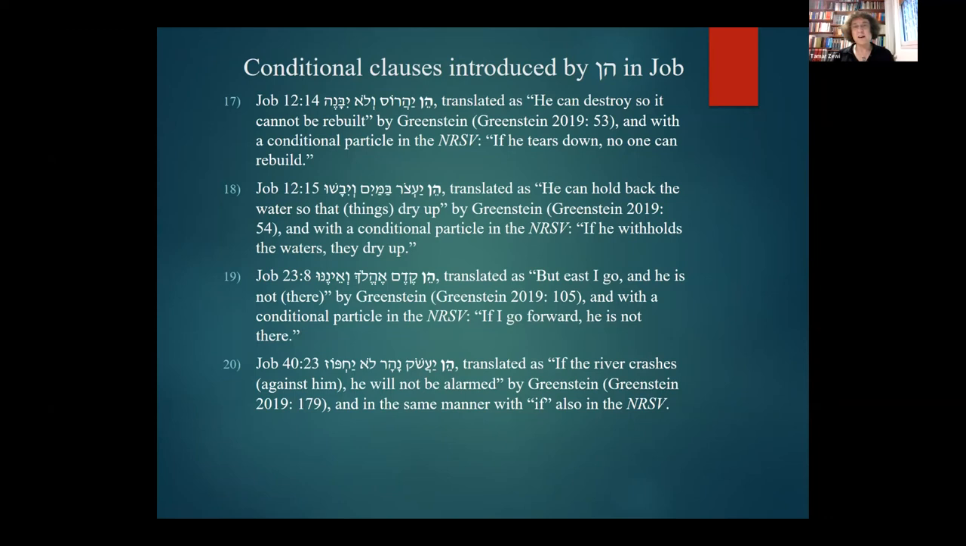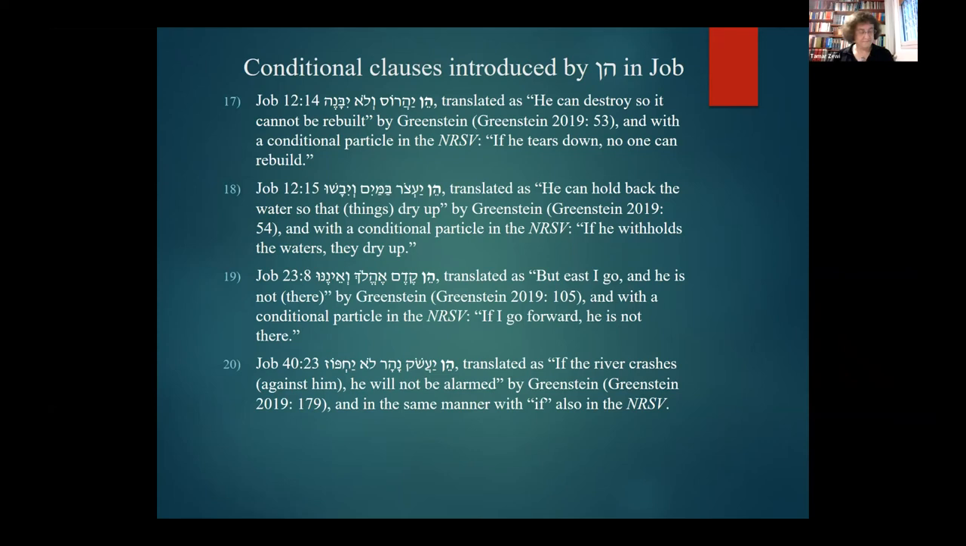19, Job 23:8, hen kedem ehelok ve'enenu, translated as "but east I go, and he is not there" by Greenstein, and with a conditional particle in the NRSV: "If I go forward, he is not there."